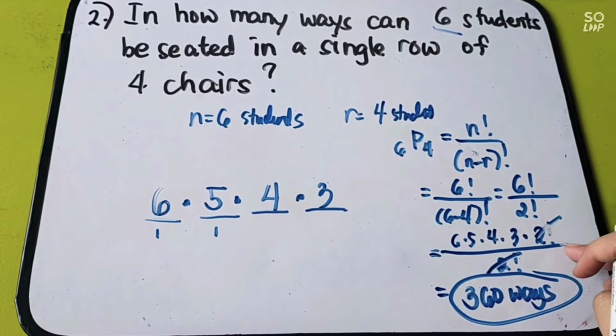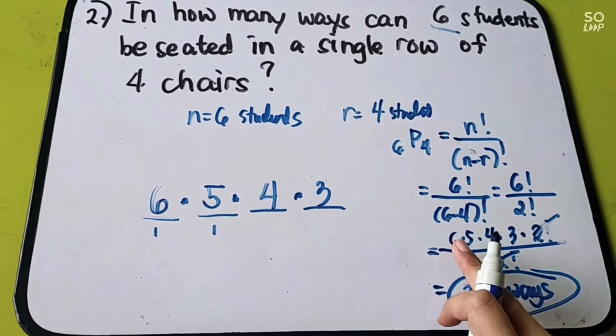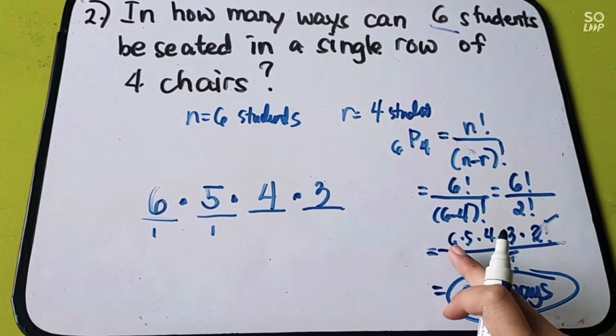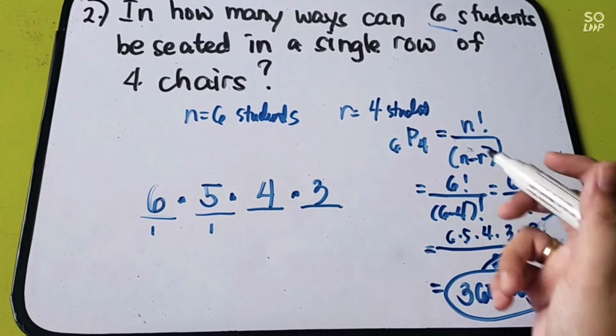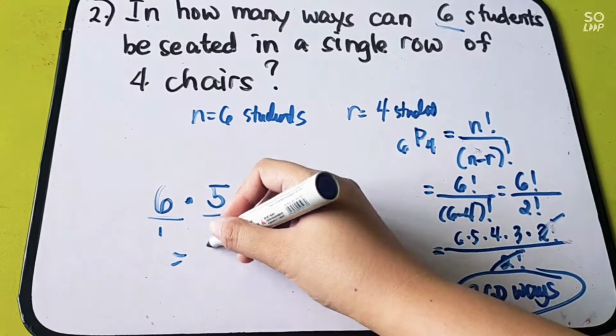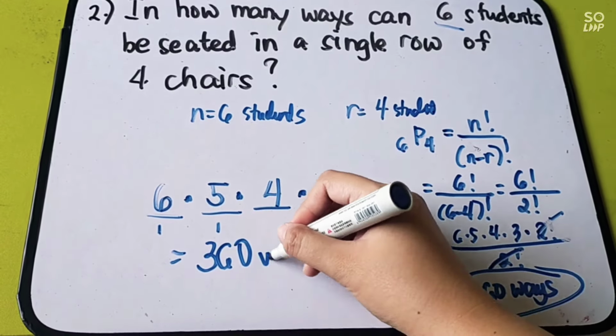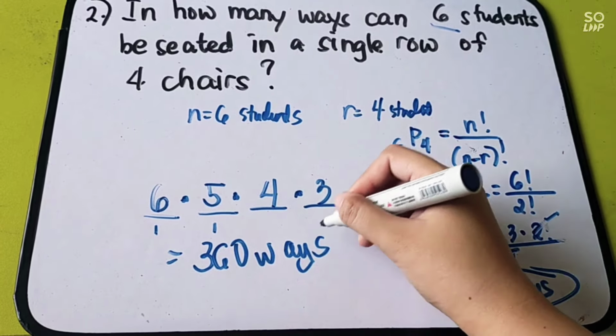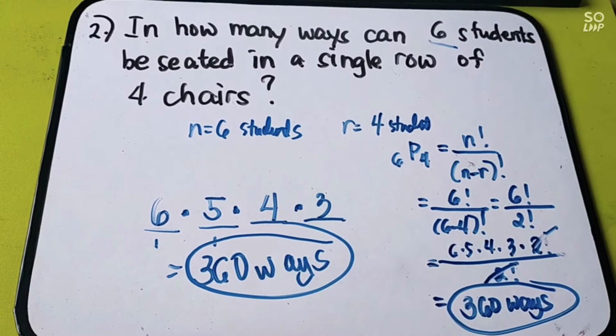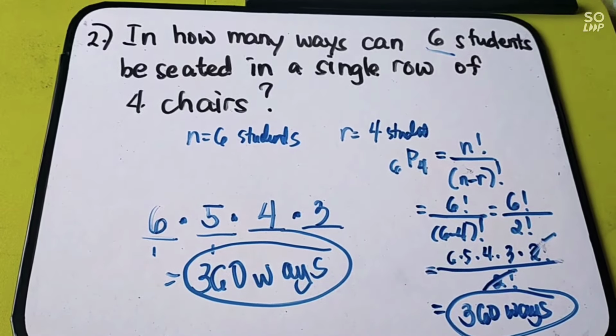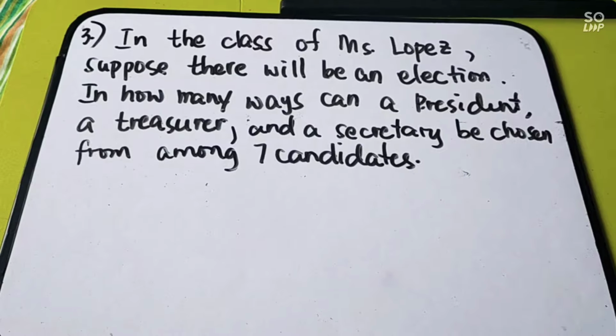So, kung mapapansin nyo, pareha siya dito. 6 times 5 times 4 times 3. The answer here is 360 ways. Ayan. Is it clear? Let's have another example. Number 3.